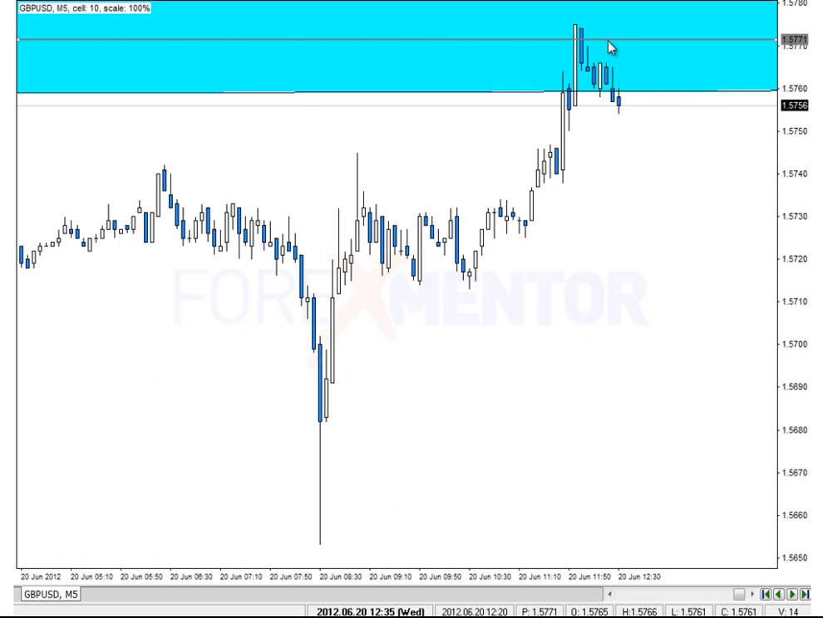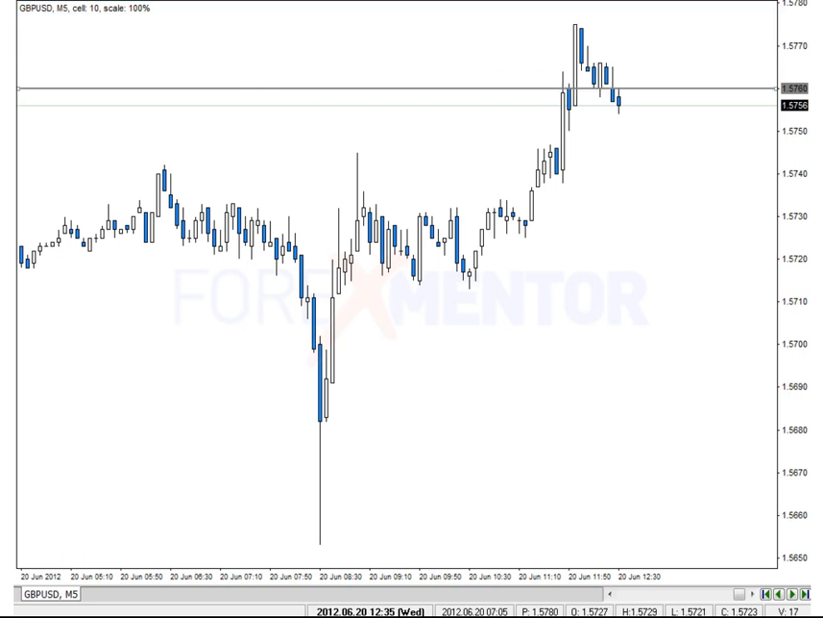Now have a look at this level here. If I just move this horizontal line down, so get rid of this ellipse. If we have a look at this level right here, you can see we have resistance, it breaks through, comes back, tests support. Remember, we have our higher time frame resistance from the daily chart right here. So my bias is short.